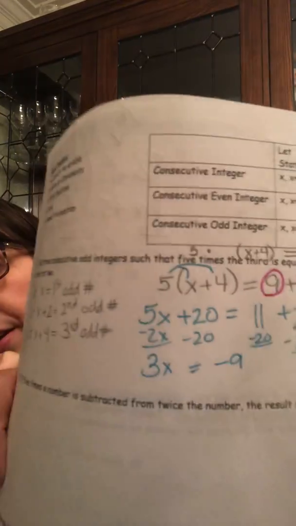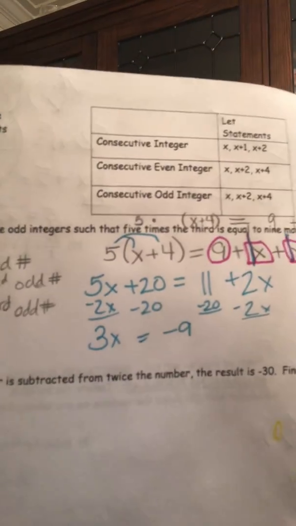And then now I'm going to look at this and say I want all my x's to go to one side, all my non-x's to go to the other side. So I'm going to subtract 2x on both sides to bring my x over. And I'm running out of space, so I'm not going to rewrite it like we normally do, but I have 3x equals 11 minus 20. And so here's where I'm at. 3x equals negative 9. But I still don't have x alone. So now I have to divide through by 3 to get that x alone.